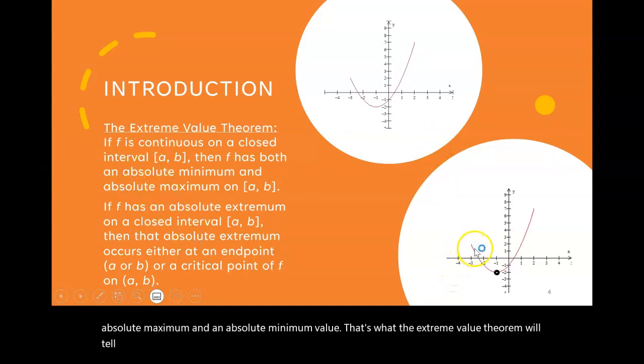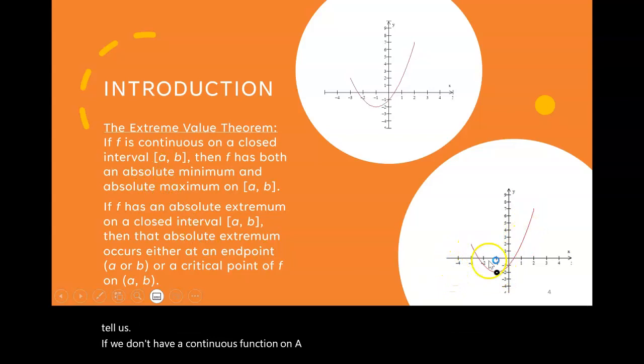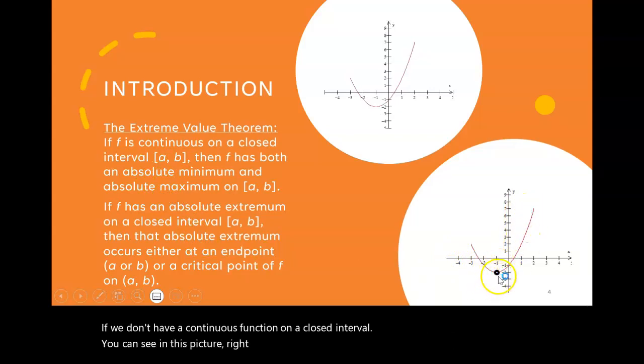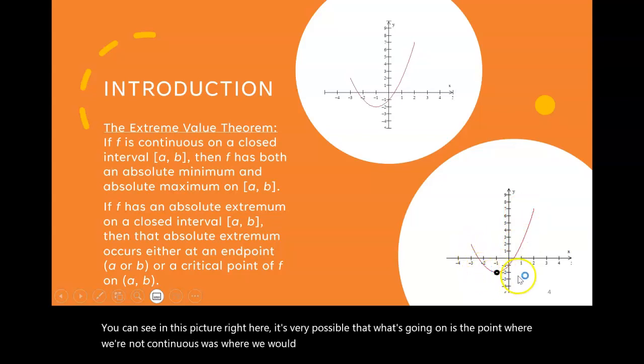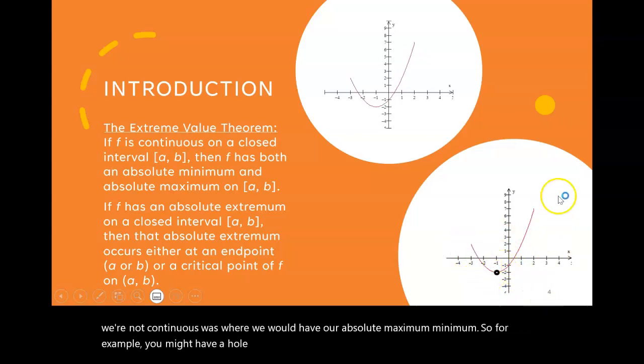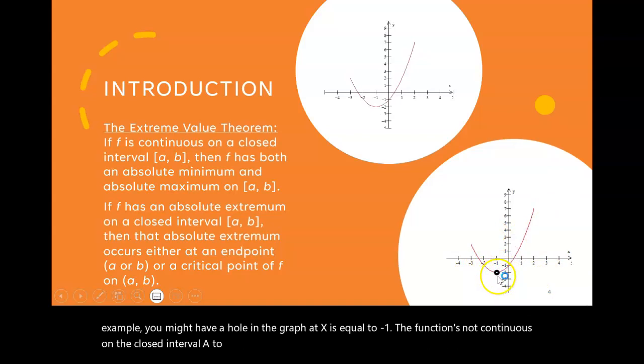If we don't have a continuous function on a closed interval, you can see in this picture right here, it's very possible that what's going on is the point where we're not continuous was where we would have our absolute maximum or minimum. So for example, you might have a hole in the graph at x is equal to -1. The function's not continuous on the closed interval a to b, and therefore the extreme value theorem doesn't apply. And so we're not assured of having an absolute max or minimum.